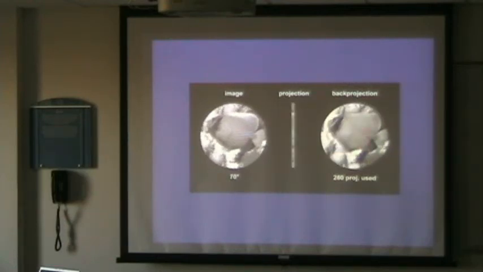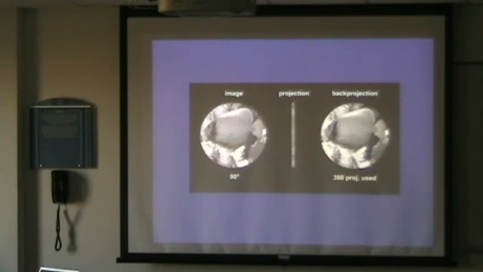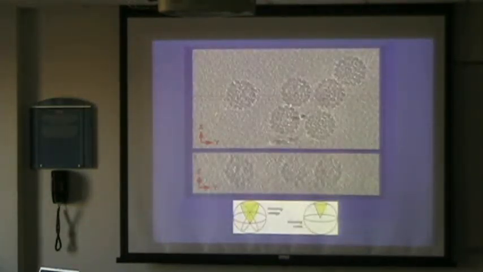We would like to go on, but we cannot. The case of tomography again. And so you see this here. This is a tomographic reconstruction of the same virus you have seen before.